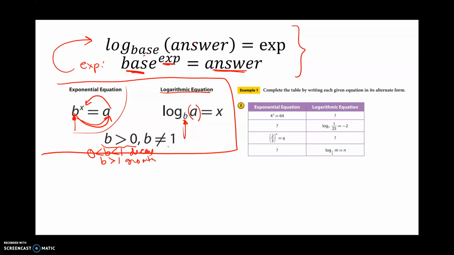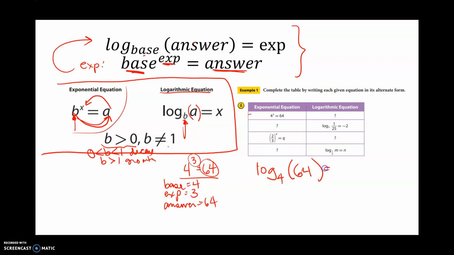Let's do this example. So we're going to look at this one. 4 to the third equals 64. Well, let's identify the pieces. The base is 4 here, isn't it? The exponent is 3. So if I'm going to write it as a log, that base has to be the base of the log. And then these two pieces basically switch sides, don't they? The log base 4 of the answer, in this case the answer is 64, equals the exponent. Right? So that's this equation here.